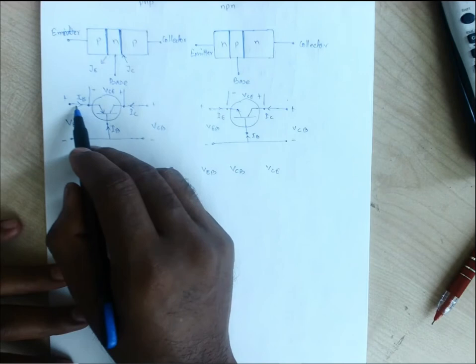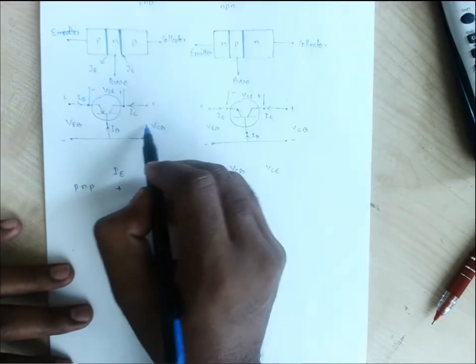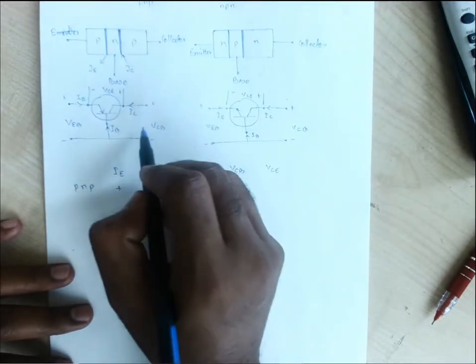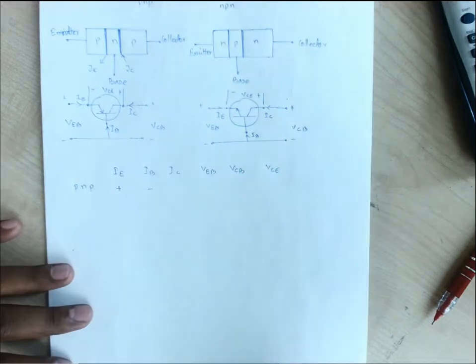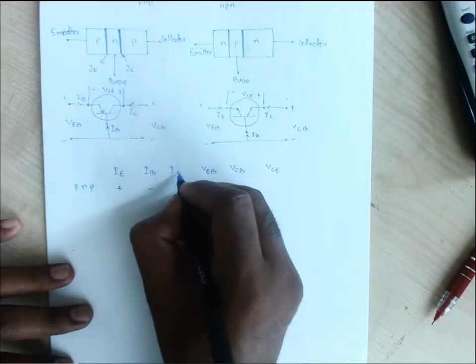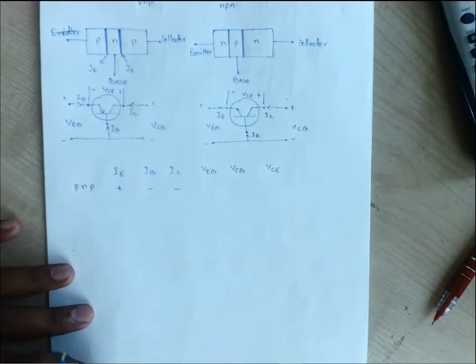So this is the source. The load should be connected somewhere across the collector or across the base. So the current should flow through this load. So obviously IC should also be in the opposite direction.